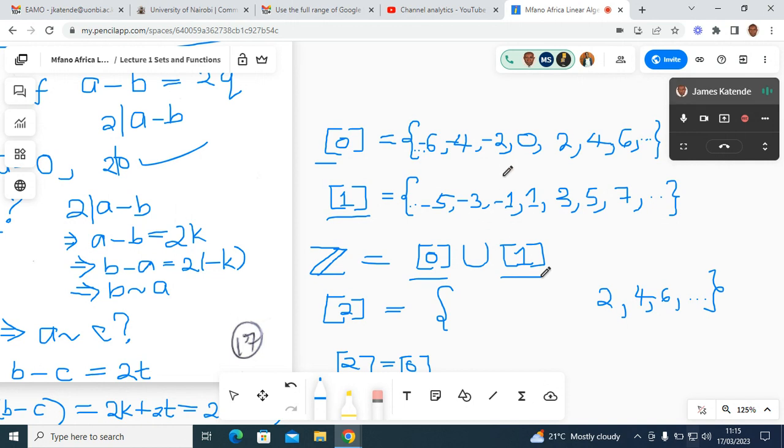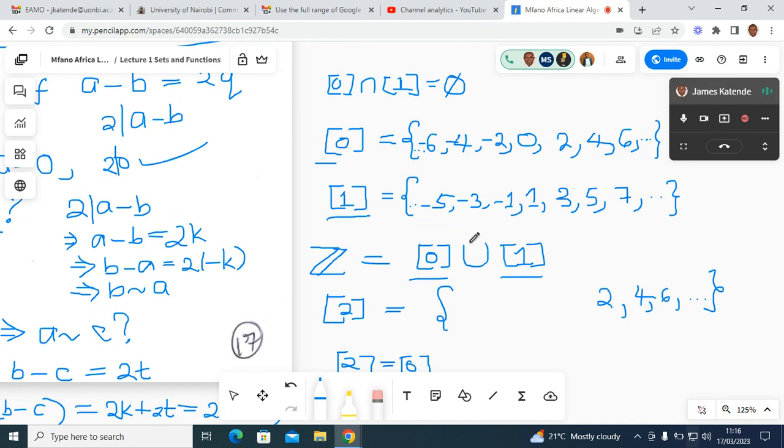You will also notice that the two have nothing in common. These are all even numbers. These are all odd numbers. So these two equivalence classes are disjoint. In other words, the intersection of the equivalence classes of 0 and 1 is empty. So these two classes are disjoint. That means we have induced a partition on the set of integers using this equivalence relation.